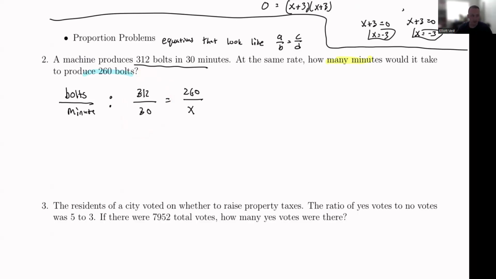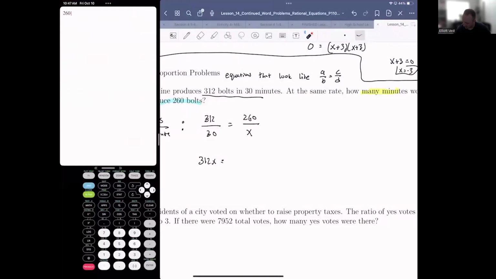All right, now we do cross multiplying. If I do the cross multiplying, I have 312x is equal to 260 times 30. Oh man, I don't know that off the top of my head. Let me bring this out. 260 times 30 is 7,800.